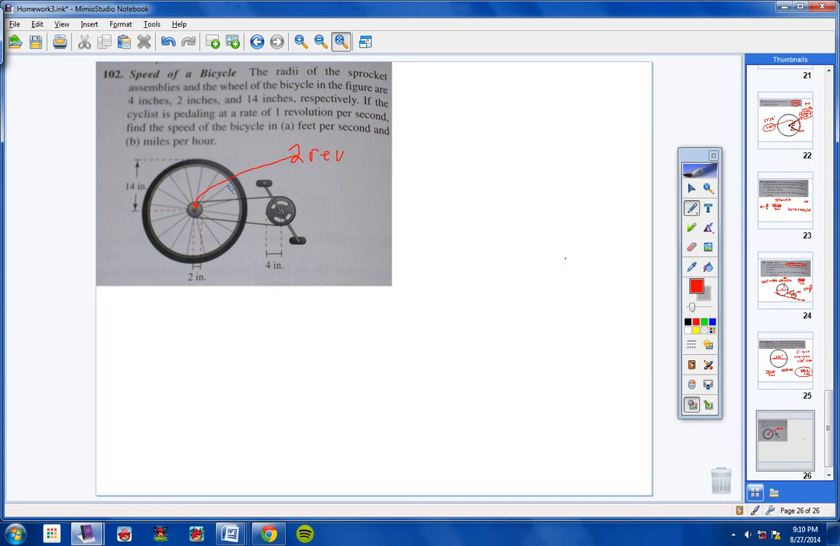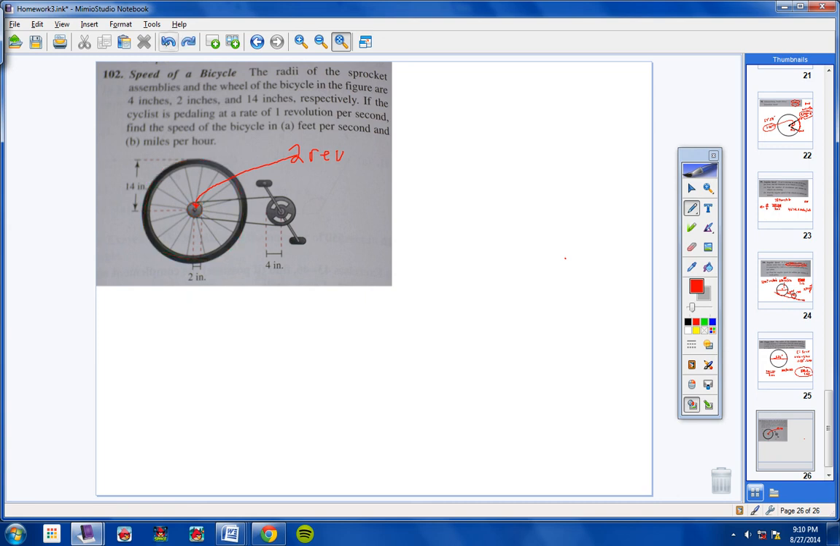Now please listen to me carefully, students. This circle here was not inside of this circle here. They were connected by a belt, okay? Now, this circle here, though, is inside this circle here. So we got to treat this a little differently.